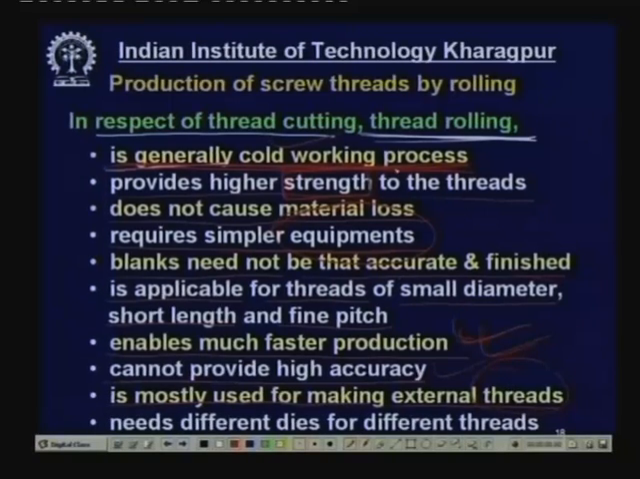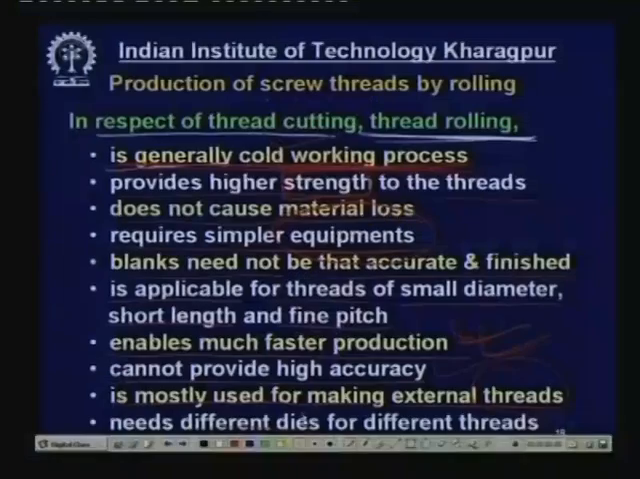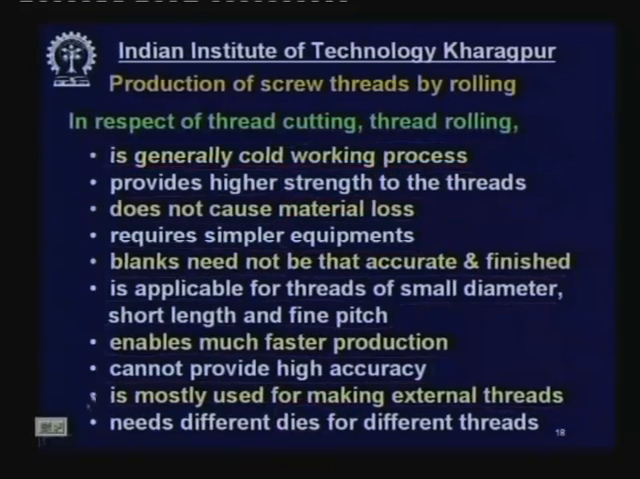Thread rolling also needs different dies for different threads. One single point tool can cut screw threads of different pitch, different TPI, different diameter, different length, but if you want to do thread rolling, then for a particular TPI, particular form of the thread or particular diameter of the thread, you have to use a particular die. So a large number of dies you have to procure. This is one limitation of thread rolling, unlike machining.